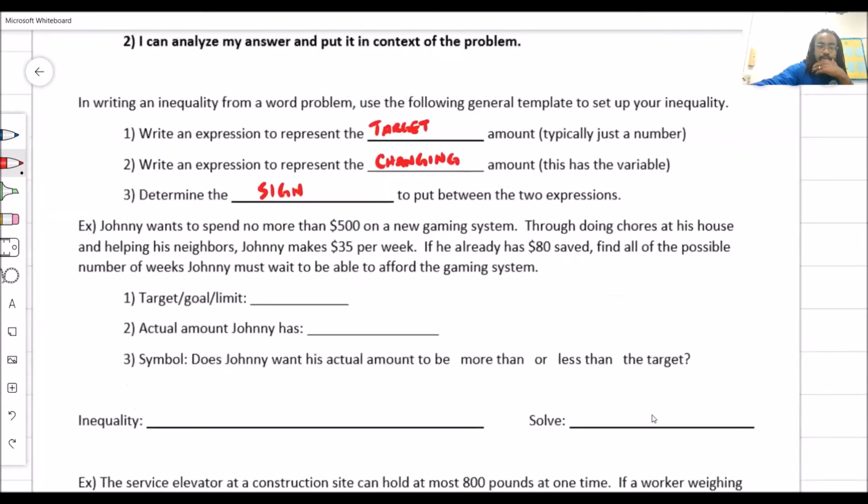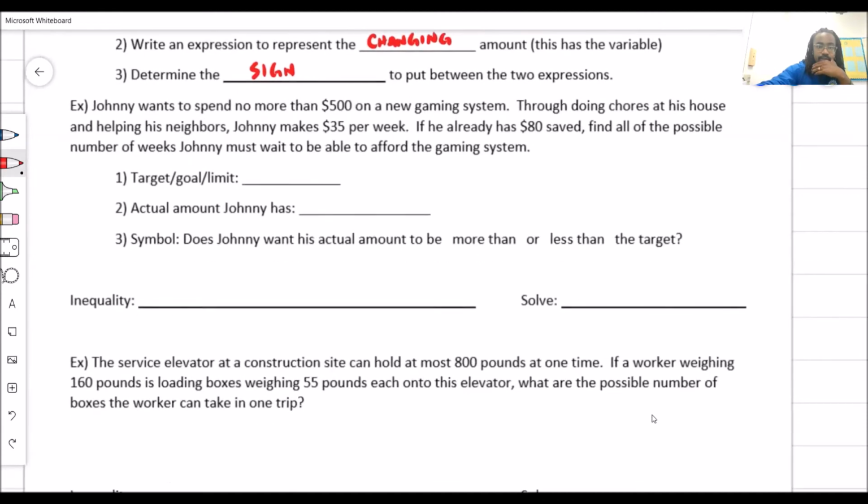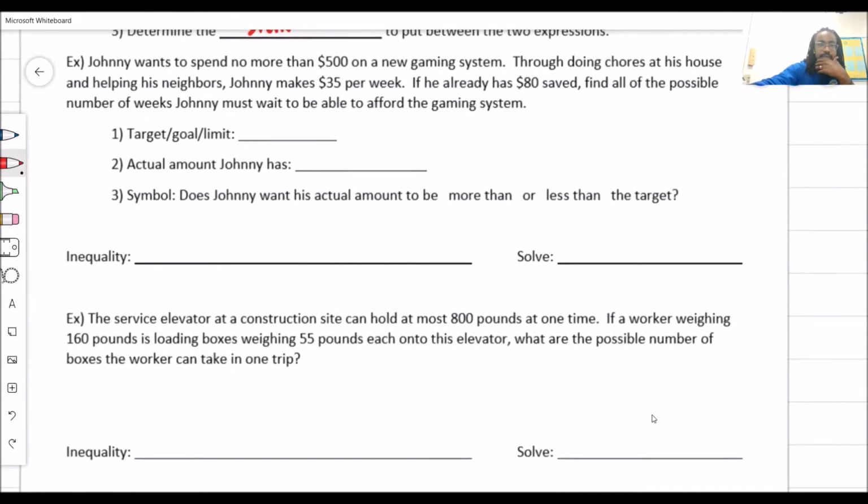Okay, so let's look at a couple examples here. It says Johnny wants to spend no more than $500 on a new gaming system. Through doing chores at his house and helping his neighbors, Johnny makes $35 per week. If he already has $80 saved, find all the possible numbers of weeks Johnny must wait to be able to afford his gaming system. So target $500, right? That's the top of how much he could pay for a gaming system.